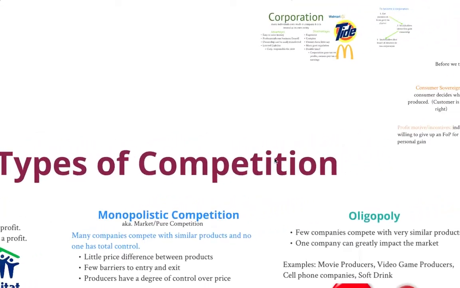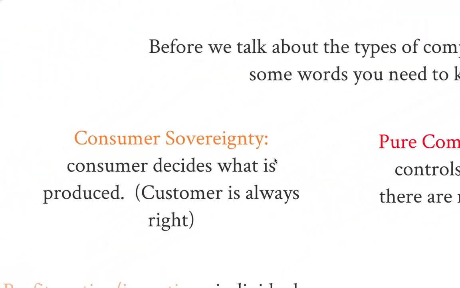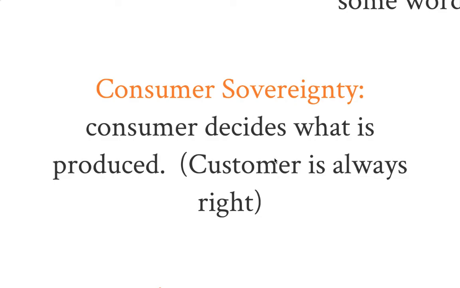All right, types of competition. First, we've got to talk about a couple things. Consumer sovereignty. The consumer decides what is produced. Now, that does not mean that you go into a store and tell the store owner what they should make, or that the customer is always right, or that you walk in and say, I'm buying this for $5 because that's what I say. That's not how it works. You either buy it or you don't.